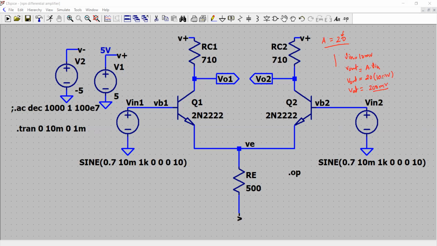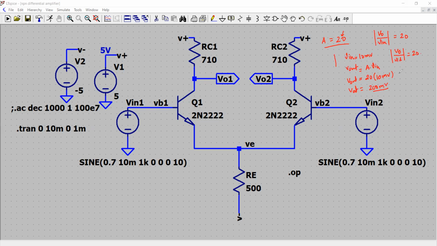Based on this assumption, we can see that the ratio of output divided by input is equal to 20. And here the input is VID, that is the difference between the two inputs, V1 minus V2, and I want the gain to be 20. Now let us design it for that purpose.